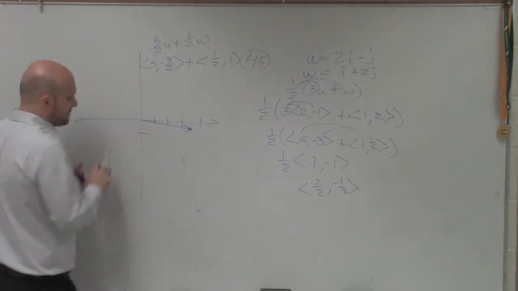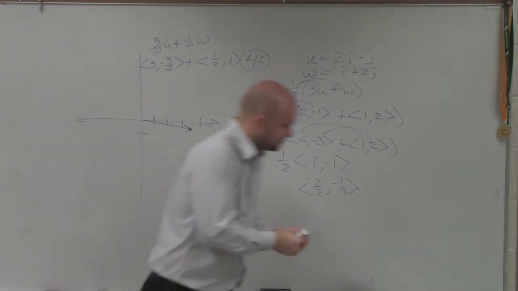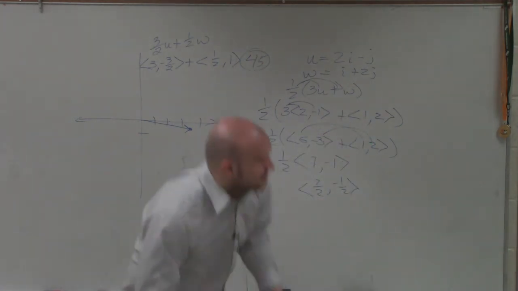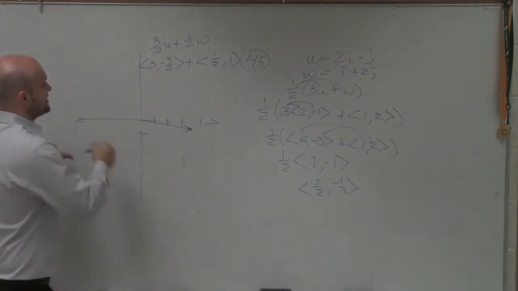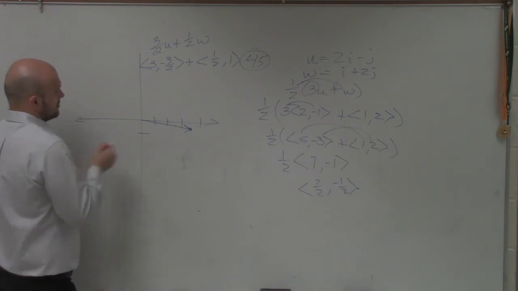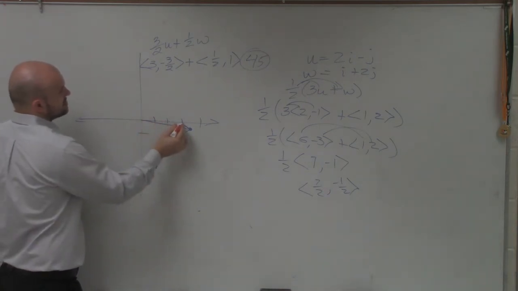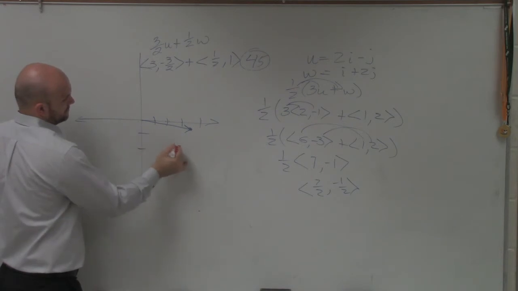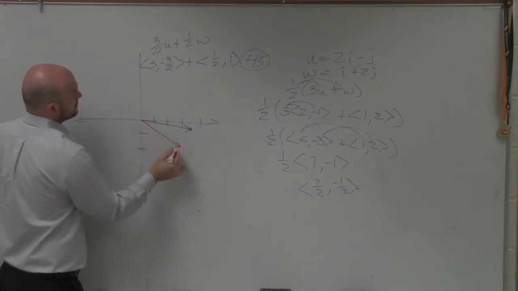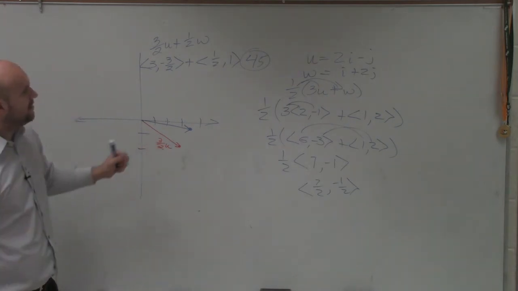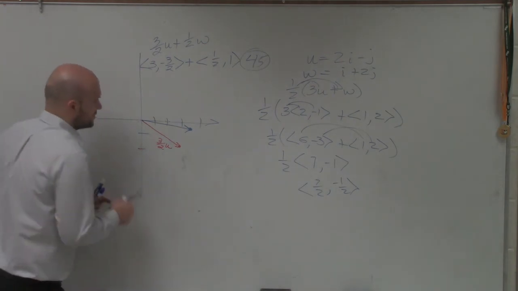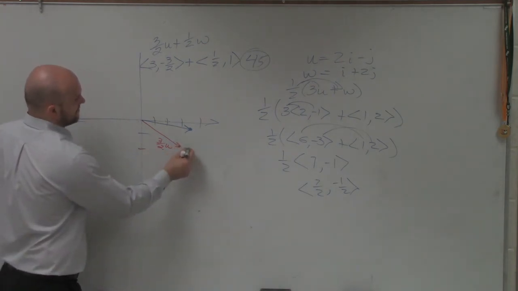So let's graph 3/2 u. To graph 3/2 u, that's going to be over 3, 1, 2, 3, down 1.5. That's what we call 3/2 u. Then, to graph 1/2 w, we'll do this in green. That's over 1/2, up 1.